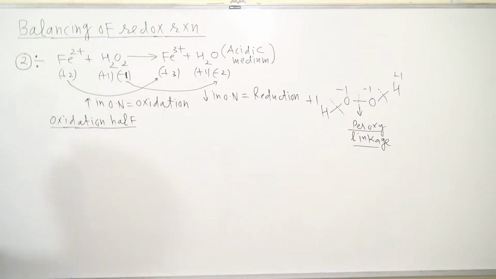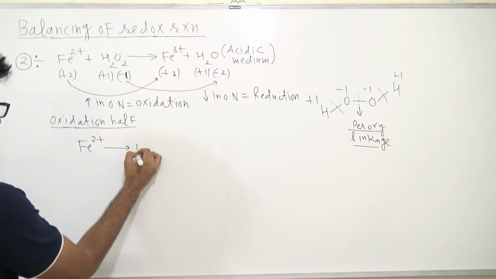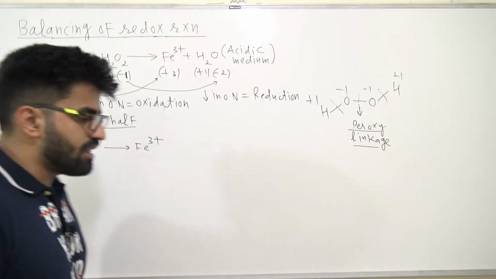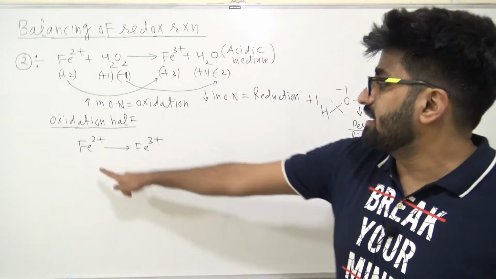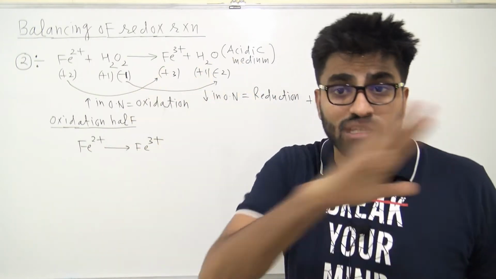So what is the oxidation half? Oxidation: ferrous to ferric. Fe2+ changes to Fe3+. This is the oxidation half. What is the next step? Balance all the atoms except oxygen and hydrogen. Is iron balanced? Yes, it is balanced. One iron here, one iron here.